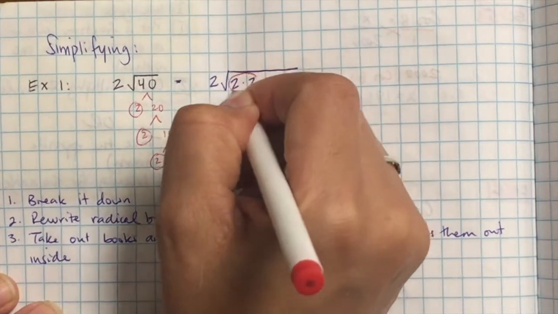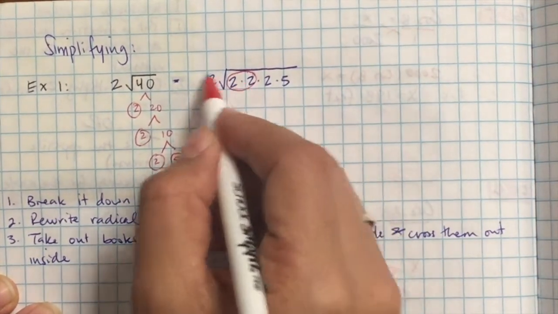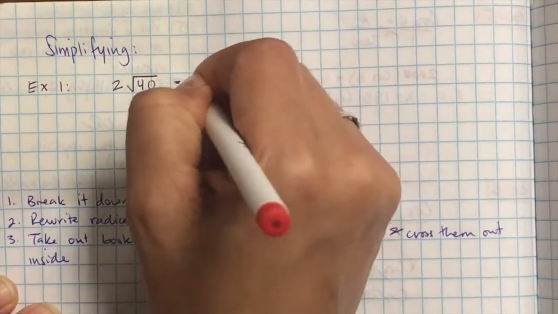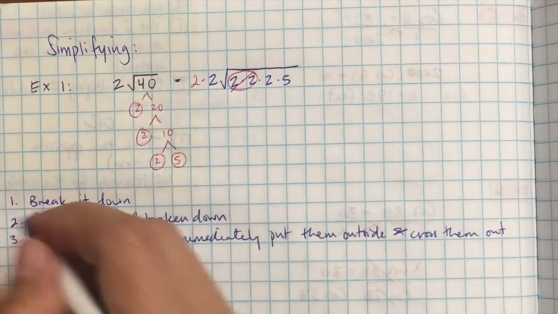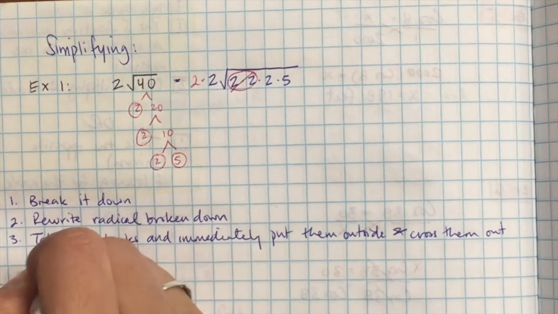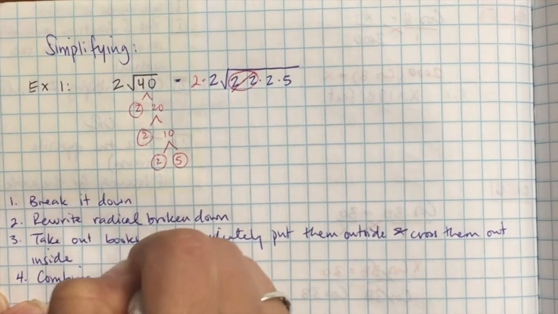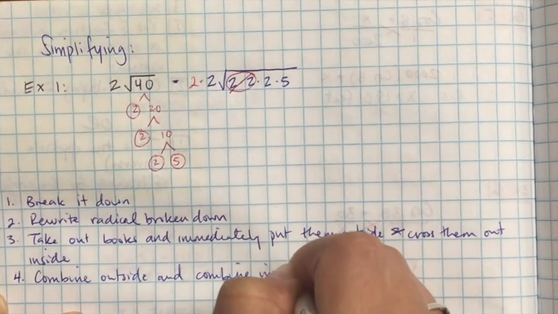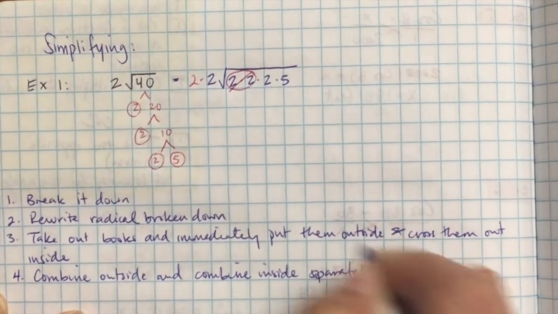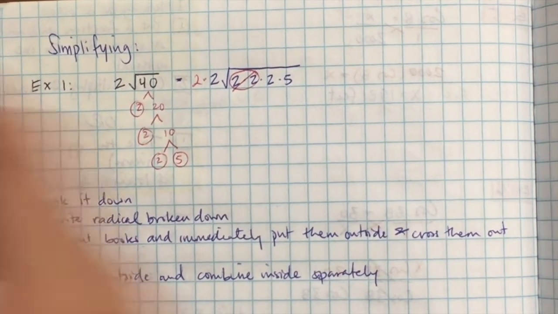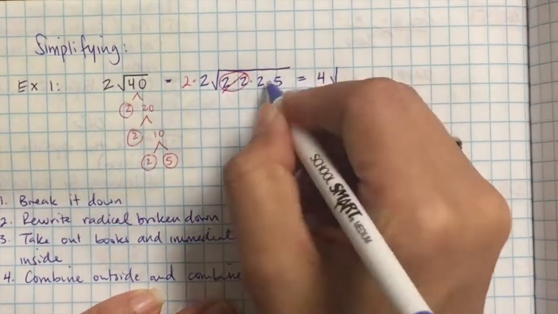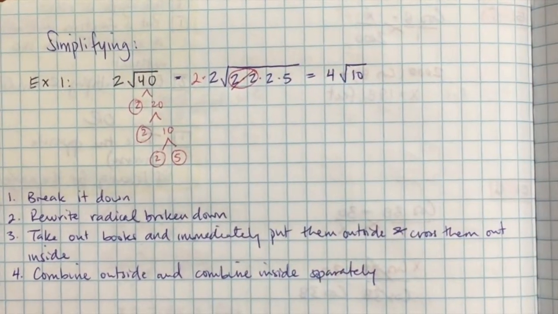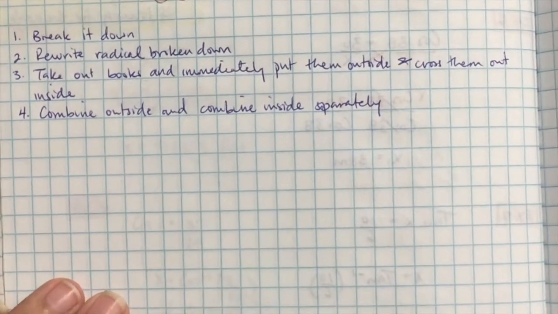Alright, so let's do that. I have a book of 2. So I'm going to immediately put it on the outside and cross it out. I don't have any other books, so I'm done. The final step is to combine the outside and combine the inside separately. So it's not together, separately. Outside by themselves and inside by themselves. So we have 2 times 2 on the outside, that's going to give us 4. And on the inside we have 2 times 5, which is going to give us 10. So it simplifies to 4 radical 10.